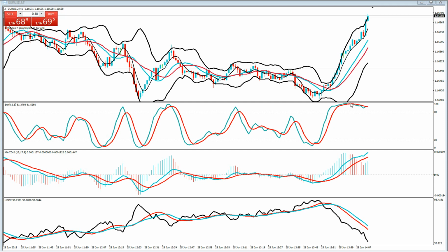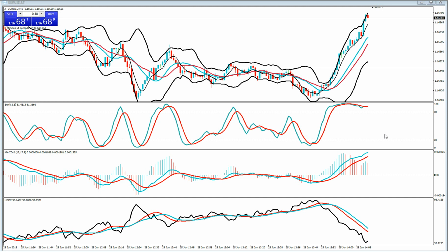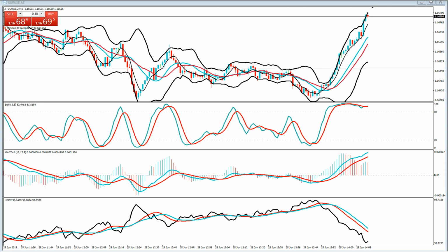Now we're a little bit overbought, but there's probably a good reason for that, because all the traders on the other time frames are buying this pair at the moment. So we want to see that whatever we're doing on the 1 minute is being mirrored in the 5 minutes and the other time frames. So let's have a look at the 5 minutes.